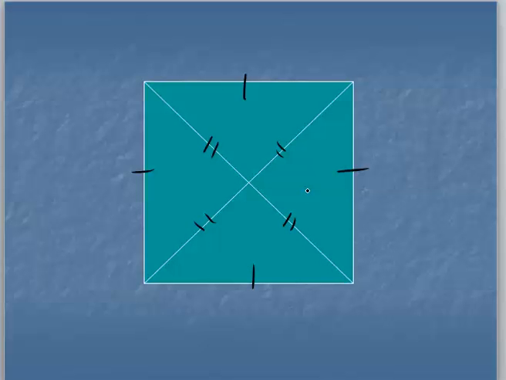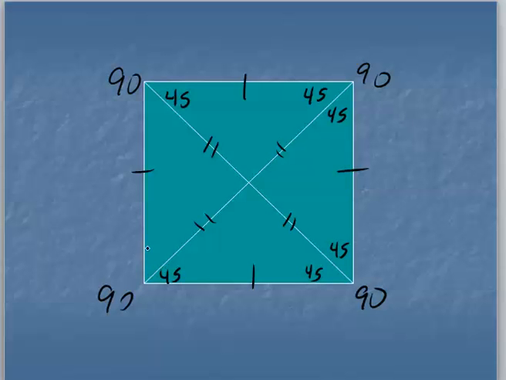Because a square is a type of rectangle, all 4 angles are right angles. Because it's a type of rhombus, the diagonals bisect those angles. So I have 45 and 45 in each corner. Also, because a square is a type of rhombus, the diagonals are perpendicular. They're intersecting each other at right angles. So the center is 90. So we end up with 4 45, 45, 90 right triangles. This will be true for every square.